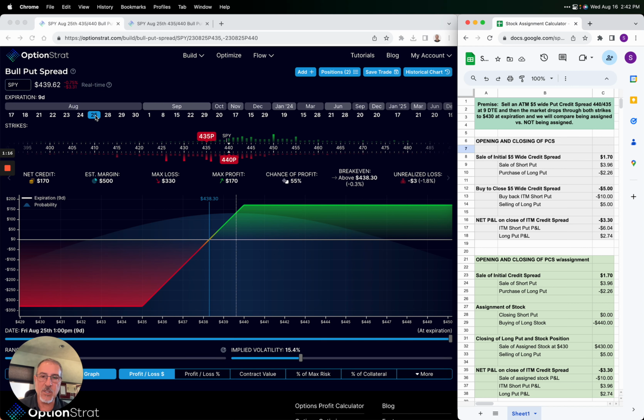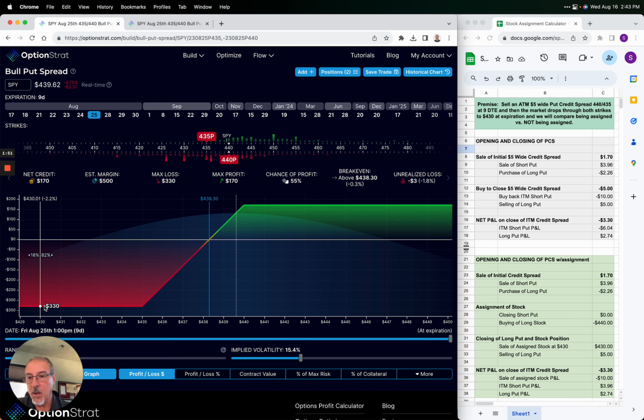It doesn't make any difference. I'm just trying to set the stage so that when I get into the numbers, you'll see what the numbers are based off of. My premise here is I'm selling this at the money, so the market's trading right around 440. Today it closed at 439.62, so I'm going to call it 440. And I am making the assumption here for the purposes of this demonstration that at expiration, 9 days from now, the market is going to be down here at 430.